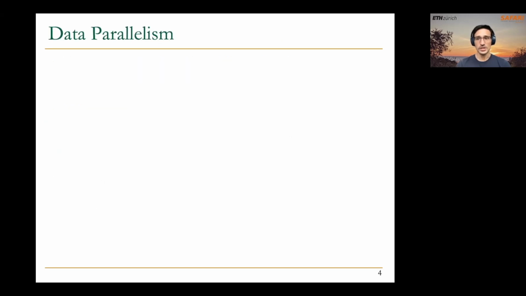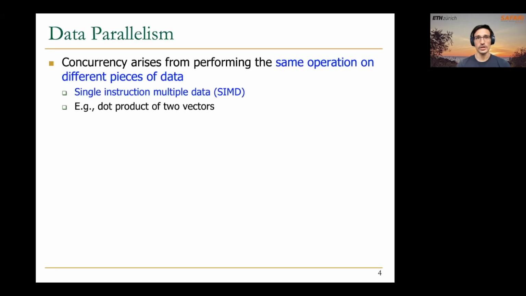The basic idea in SIMD processing is to exploit data parallelism. In data parallelism, concurrency arises from performing the same operation on different pieces of data. That's why we call it single instruction multiple data. A good example of this computing paradigm is the way that we can execute the dot product of two vectors, where we have multiple operations, for example, multiplications that can be executing in parallel. And after the multiplications, we can perform a reduction to obtain the result of the dot product.